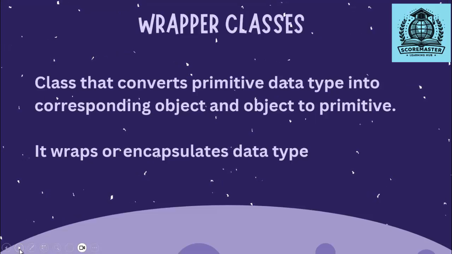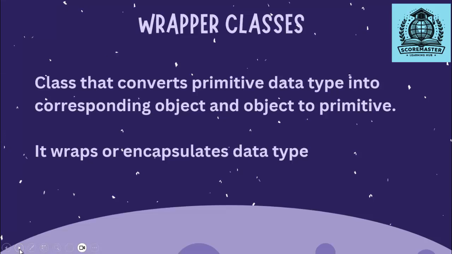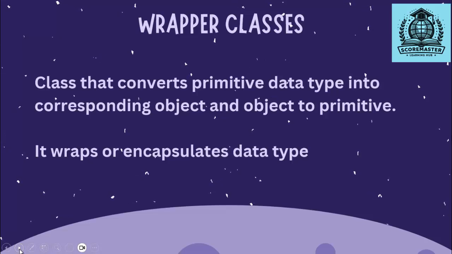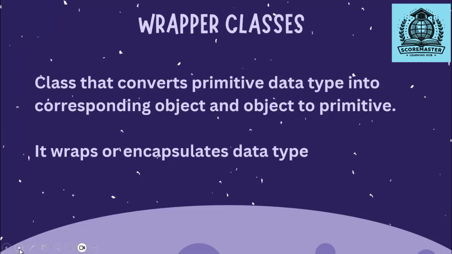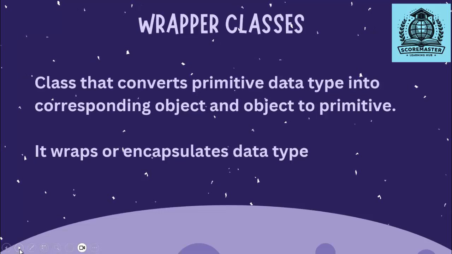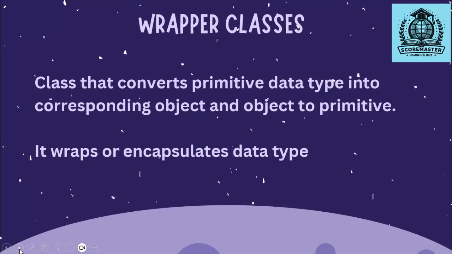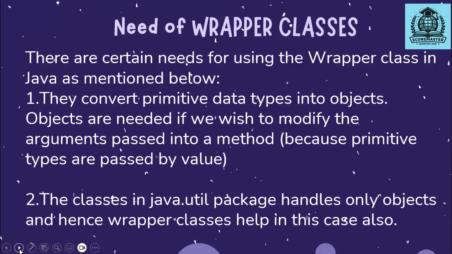Now, coming on to the next topic, wrapper classes. A class that converts a primitive data type into the corresponding object and an object to a primitive data type is called a wrapper class. So it wraps or encapsulates the data type. And what are the different types of wrapper classes available? That's what we are going to see.